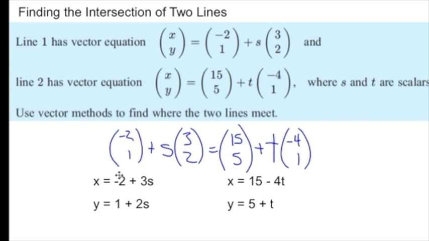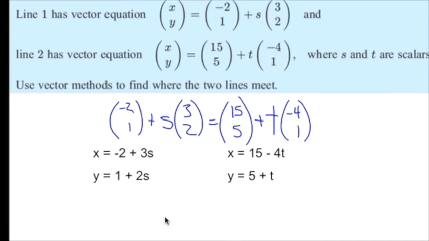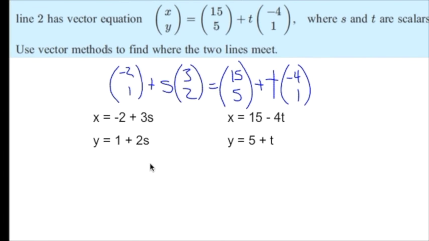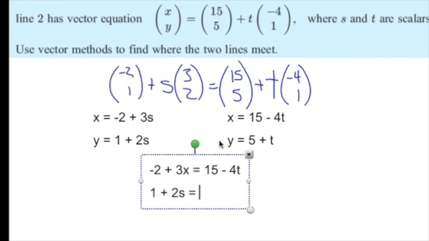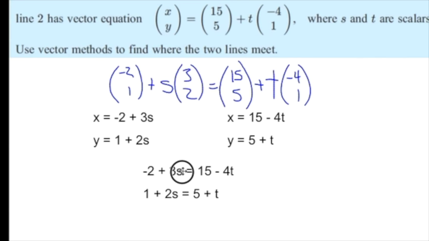So what we need is for them to have the same x position and the same y position. So what values of s and t will do that? We can do that by solving a system of equations. If the x's need to be the same, then negative 2 plus 3s has to equal 15 minus 4t. And also 1 plus 2s has to equal, that should be an s, has to equal 5 plus t. Okay? And you can solve this system however you choose.